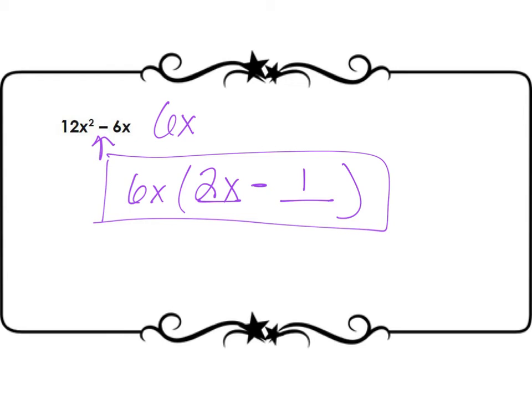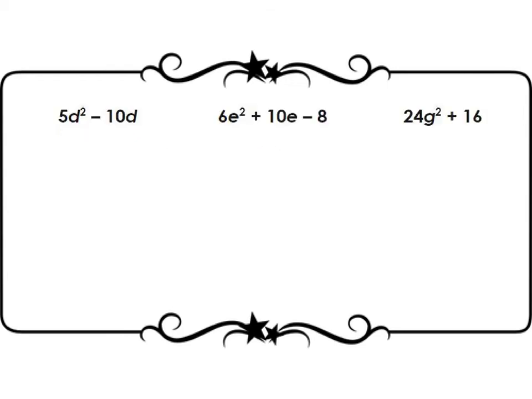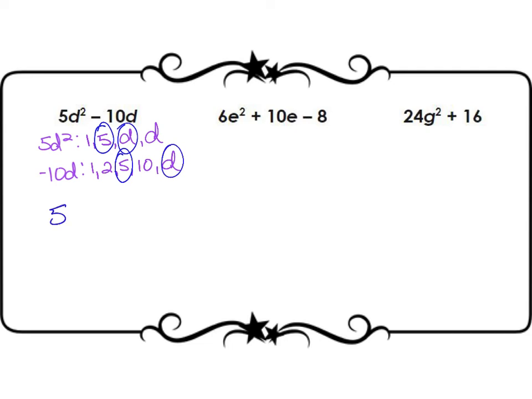All right, let's try some others from the beginning. Here we have some terms that we're going to find the greatest common factor for. I'm going to start with 5d squared and negative 10d. This would be 1 and 5, and then d, d. Down here I would have 1, 2, 5, 10, and d. My greatest common factor is going to be 5d. So my greatest common factor is 5d.